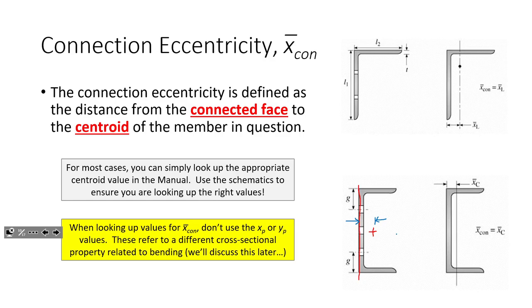Now, I want everybody to turn to table 1-5 real quick, because I want to show you something. I've been teaching this class for a long time, and this is a common mistake that students make. If you open up table 1-5, and this is particularly true of a section that doesn't have double symmetry, so a channel doesn't have double symmetry, I want you to look on the page on the right. There should be a collection of properties. One says axis XX, one says axis YY. Everybody see that? Do you notice how on axis YY, there are two X terms?